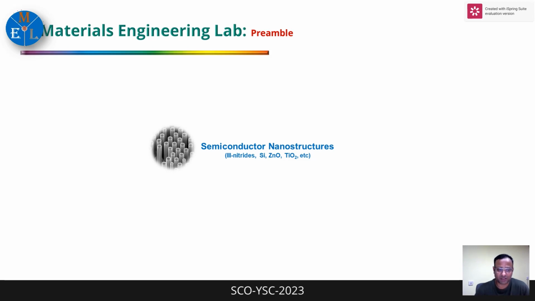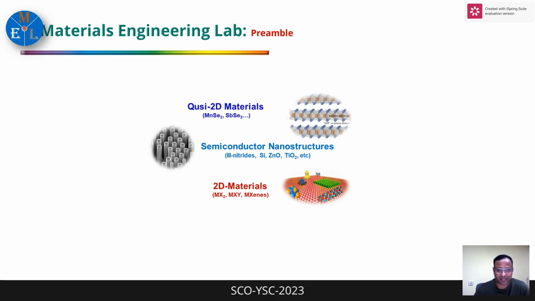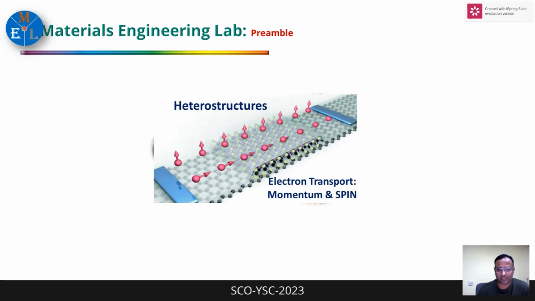So we work on semiconductor nanostructures, especially nitrides, oxides and silicon. Then we try to understand the various fundamental issues on 2D material, especially chalcogenides and MXenes. And we are also working on quasi 2D material. Once you have this very wide range of material, then we try to understand their heterostructures, and especially their electron transport as far as momentum and spin is concerned.